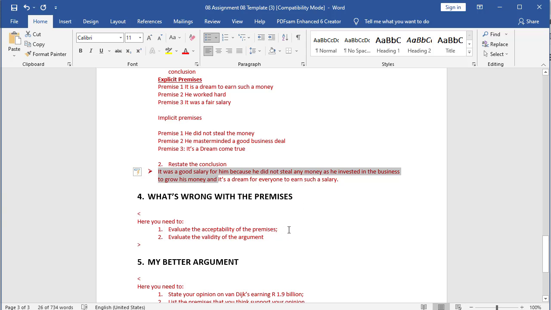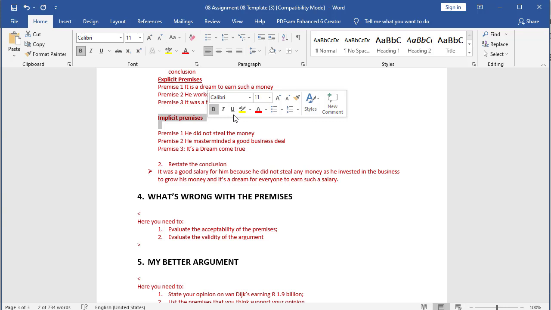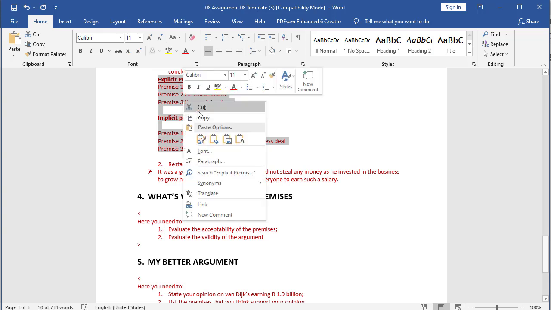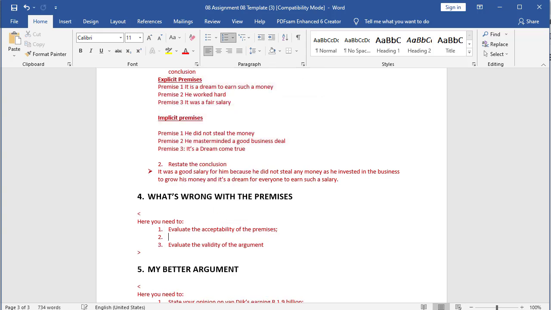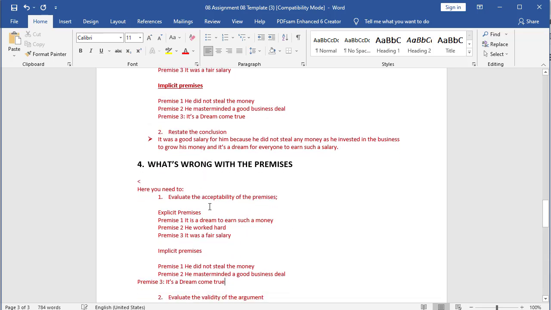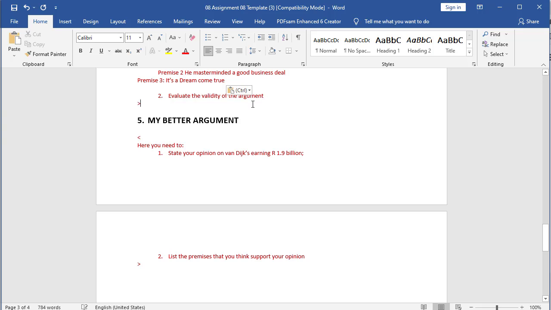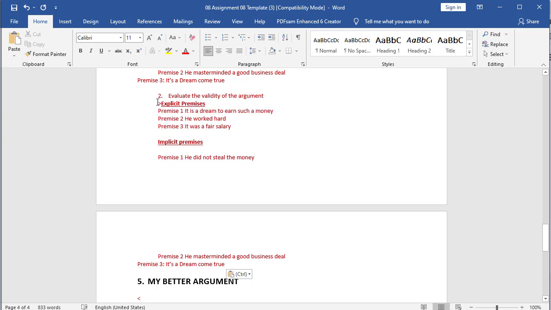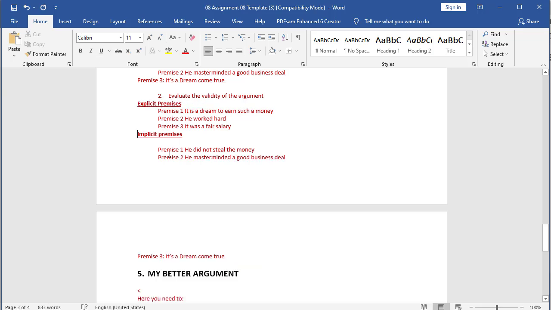So here we are going to evaluate the acceptability of the premises and the validity of the premises. So here it gets interesting. So what I usually do is you copy this part. We copy this part, we paste it here. Now we are going to evaluate the acceptability and the validity of the premises.